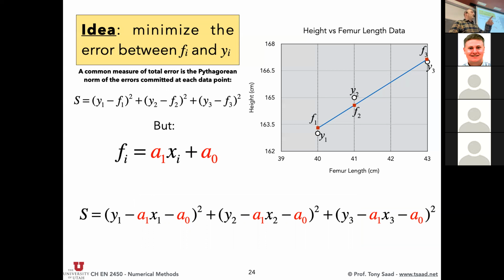Now is the punchline: we have a new formula that tells us what the error is, and this formula has two unknowns, A1 and A naught. Now we can minimize this equation with respect to A1 and A naught. Then we get the A1 and A naught that minimize the error. And you get two equations and two unknowns, whether you have 1,000 points or 3 points.